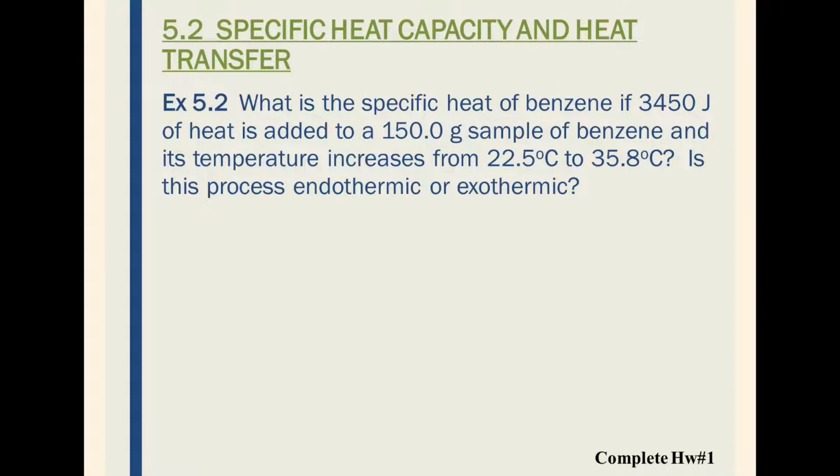Example 5.2 is similar. We're just solving for something different. This time it's asking what is the specific heat. So what's the specific heat? That's getting at what is C. If we have 3,450 joules of heat added to a 150 gram sample, and its temperature increases like we see here, it also asks, is this process endothermic or exothermic? Which I realize we forgot to answer in the last question.